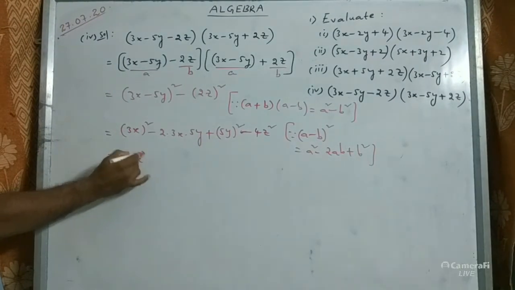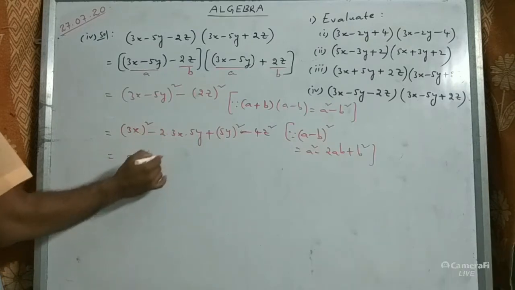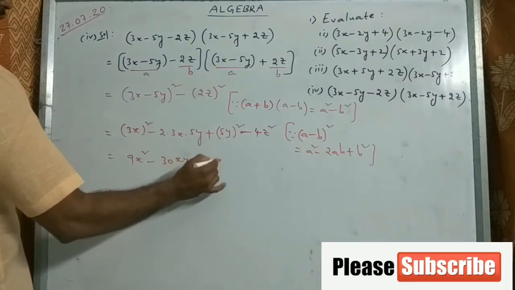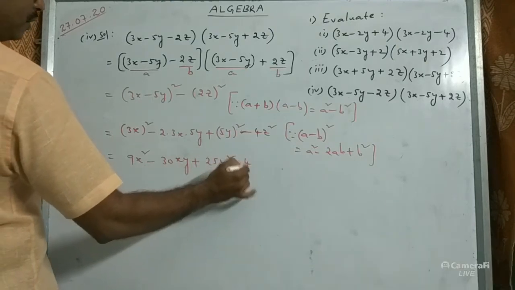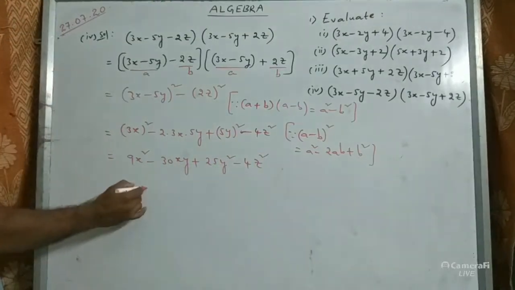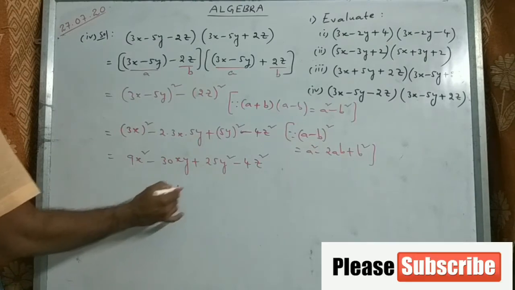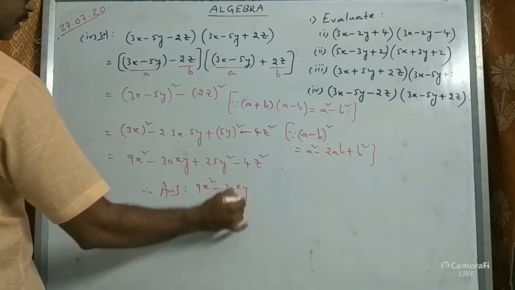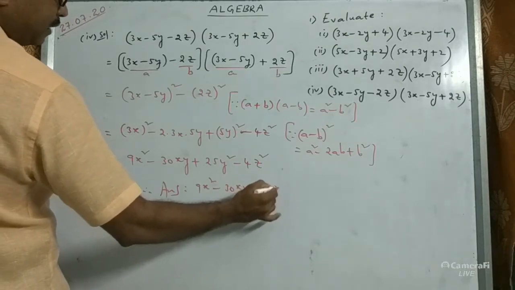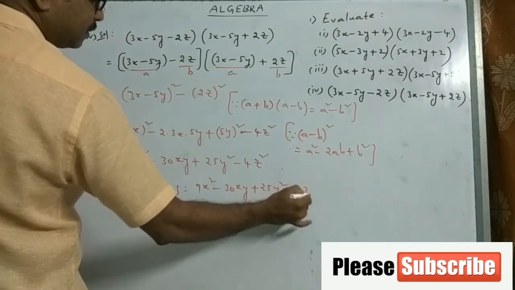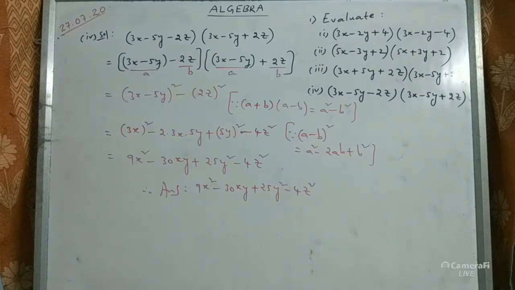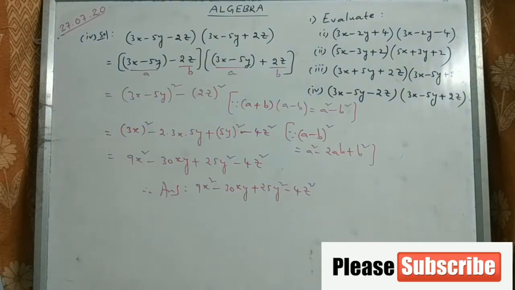So 3 3s are 9x square, 2 3s are 6, 6 5s are 30xy plus 25y square, minus 4z square. Therefore the answer is 9x square minus 30xy plus 25y square minus 4z square. That is the final answer. Okay.